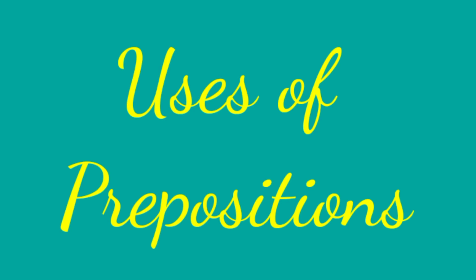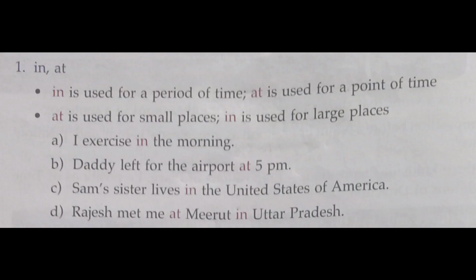Now, let us go through different prepositions and their uses. Number 1, in and at. In is used for a period of time, at is used for a point of time. All right, whenever we have to mention a period of time, at that time we use in. For example, I will go to school in the morning. Here we are mentioning the period of time.